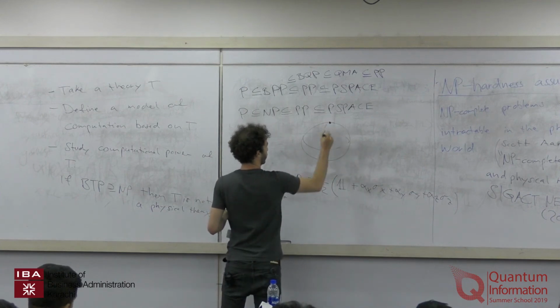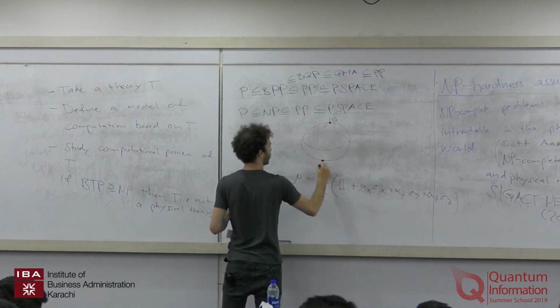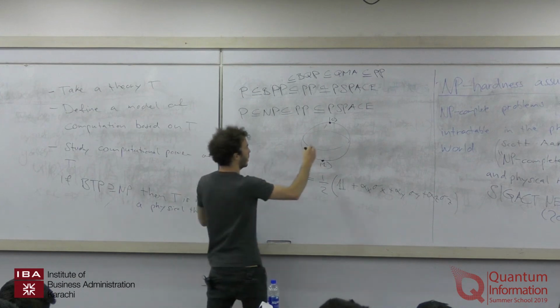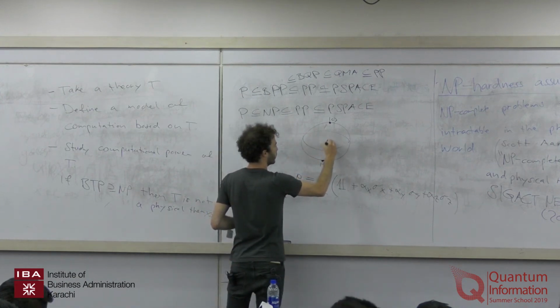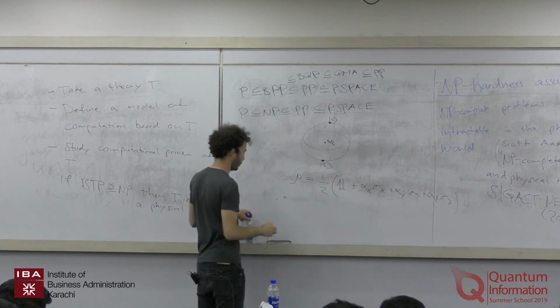And on the poles, we have the states 0 and 1. On the surface of the ball, we have all pure states. And in the center, we have the maximally mixed state. Here we have all mixed states, but on the surface, we have the pure states.